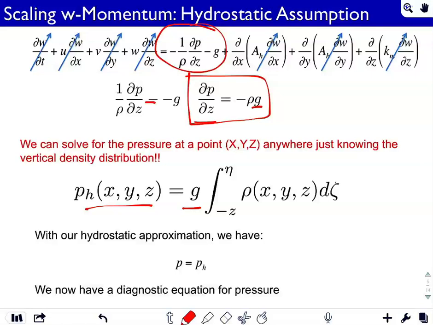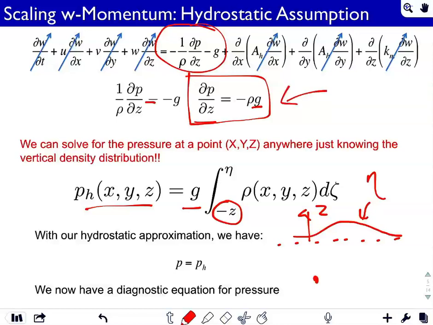The integral from minus Z, so some depth in the water column. So here's our water surface, here's our mean depth, and that's where Z equals 0. Here's our Z coordinate. This is the free surface height, which is eta in meters. And at some point in the fluid down here, at some point negative Z, that's where we want to know what the pressure is. This right here tells us what the pressure is at that point. We have an equation for the pressure.